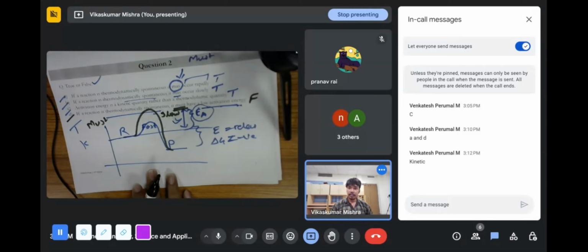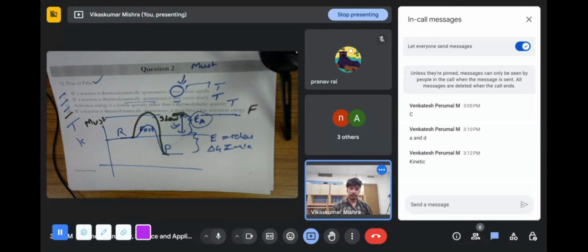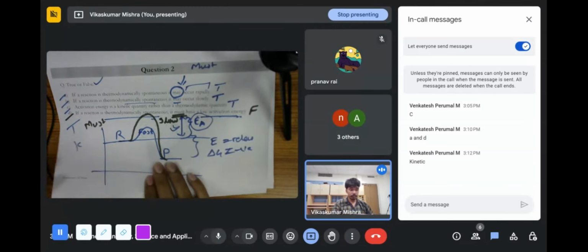right? Please let me know if there is any confusion or any doubt in this. No? Okay, that's great. So let's move to the next question.